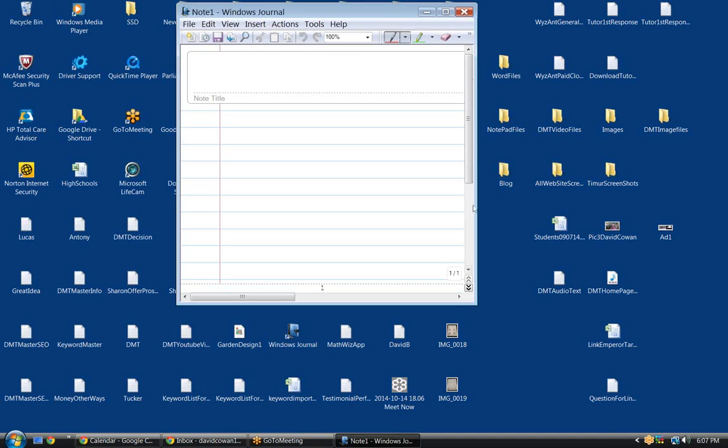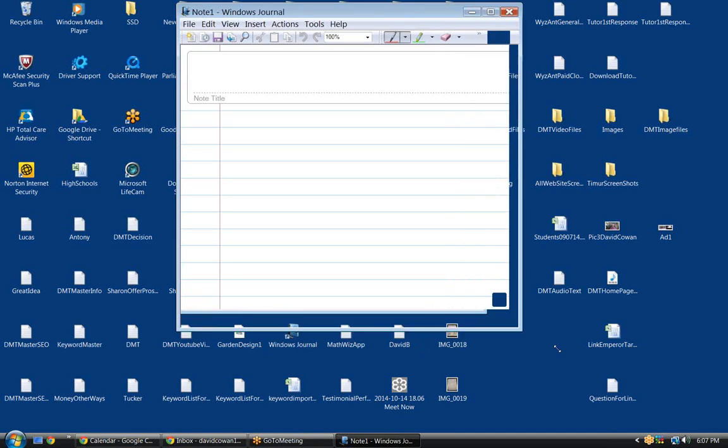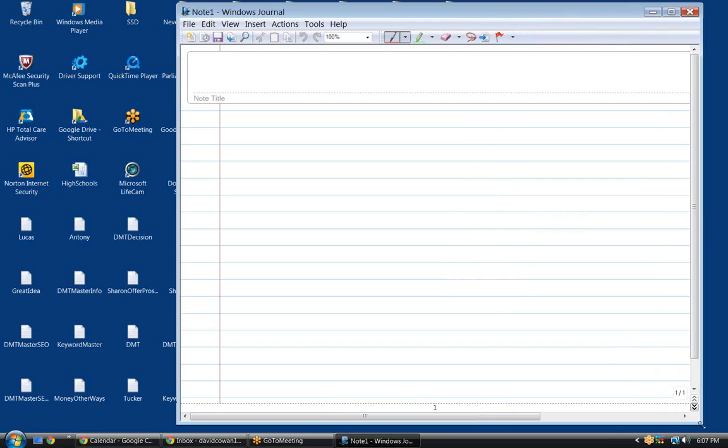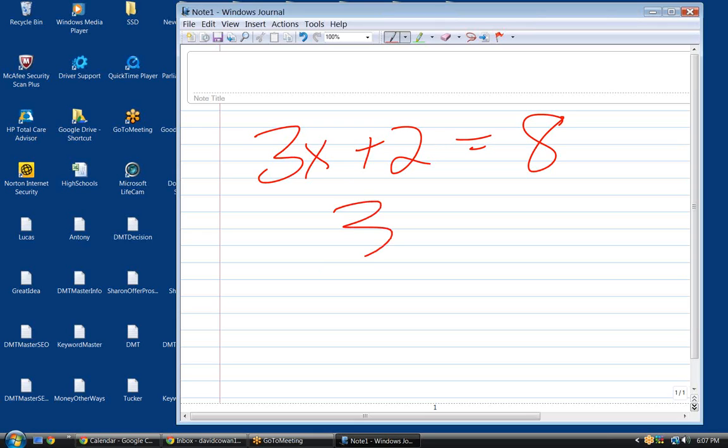Let me show you how this works. I have a drawing tablet here. And whatever problems we want to go over, let's say you had an equation you want to solve. 3x plus 2 equals 8. How would you solve it? Subtract 2 from both the 8 and the 2. Now what? Divide by 3. So x is equal to 2. That's essentially the way it works.